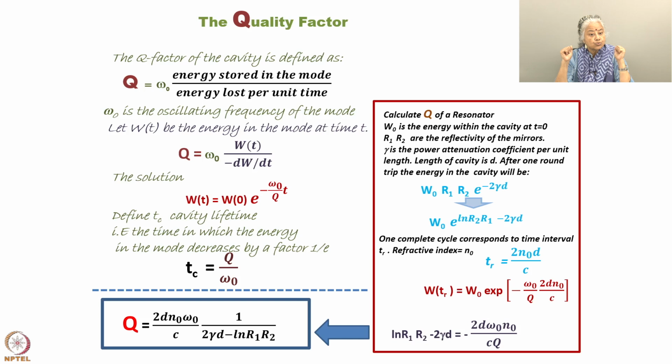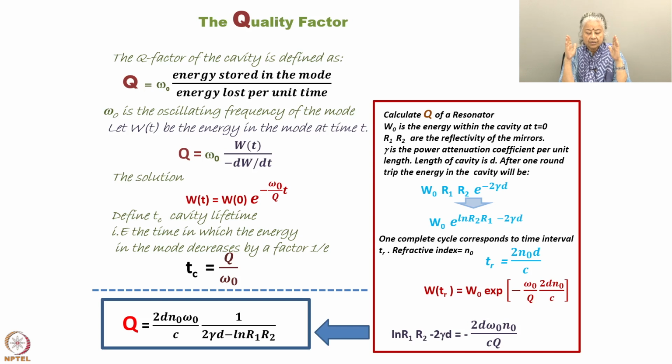Okay. The Q factor is defined as omega 0, that is the oscillating frequency of the mode, multiplied by the energy stored in the mode, because that is the one which is oscillating or lasing, divided by the energy lost per unit time. Okay. So, this is what quality factor is defined as.